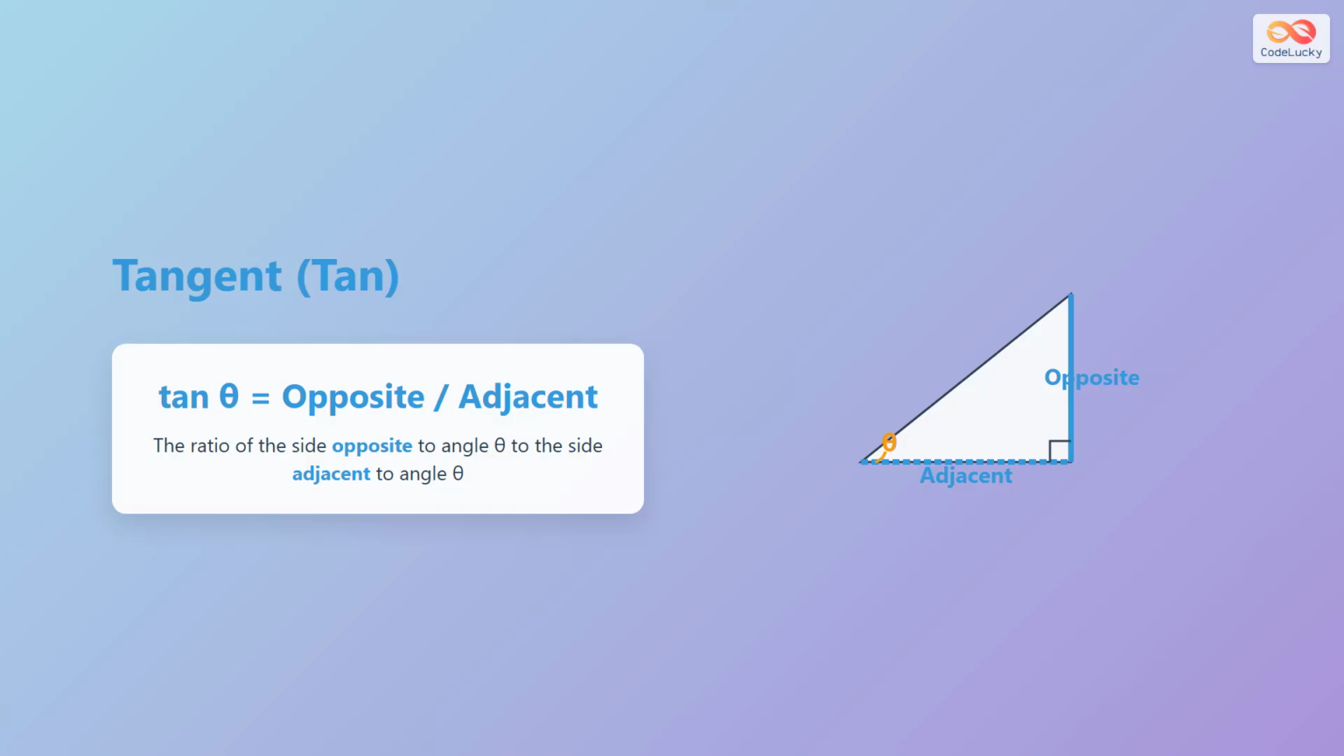Finally, let's discuss the tangent function. The tangent of an angle theta, written as tan theta, is defined as the ratio of the length of the side opposite to the angle theta to the length of the side adjacent to the angle theta. Hence, tan theta equals opposite divided by adjacent.